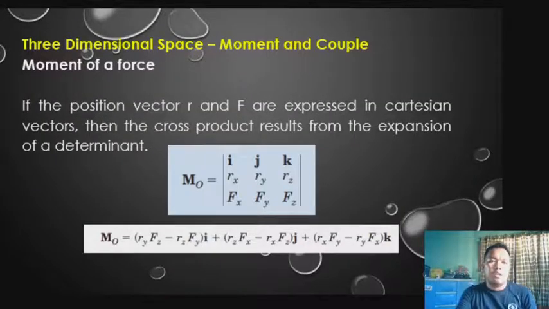Next, we have here, if the position vectors R and F are expressed in Cartesian vectors, then the cross product results from the expansions of the determinants. Matrix tayo, we have here MO is equivalent kay i, j, k, Rx, Ry, Rz, Fx, Fy, and Fz. Therefore, MO is ito. So, paano po yun nangyari? MO is equivalent kay Ry Fz minus Rz Fy i plus Rz Fx minus Rx Fz j plus Rx Fy minus Ry Fx k. Yan ang haba.